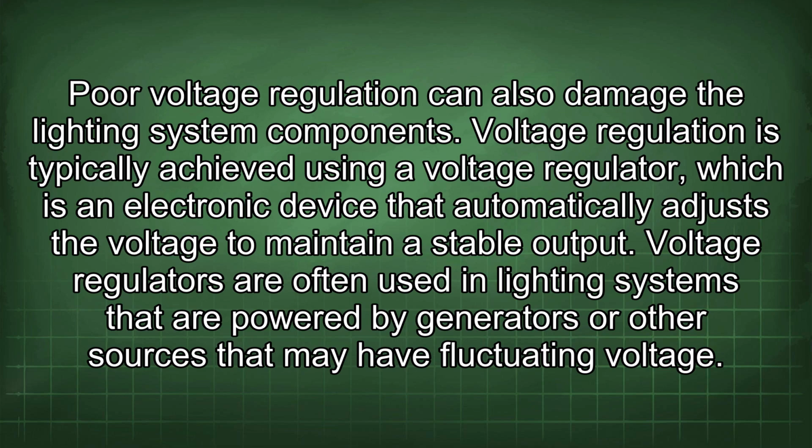Voltage regulation is typically achieved using a voltage regulator, which is an electronic device that automatically adjusts the voltage to maintain a stable output. Voltage regulators are often used in lighting systems that are powered by generators or other sources that may have fluctuating voltage.